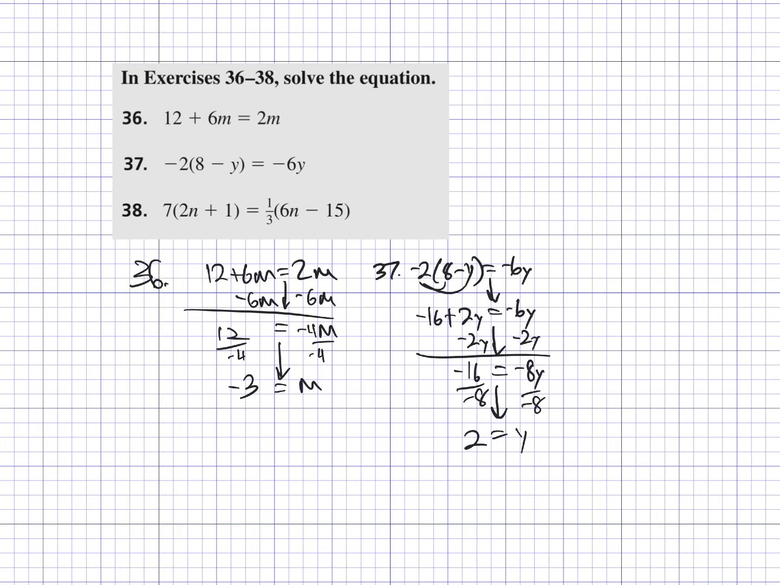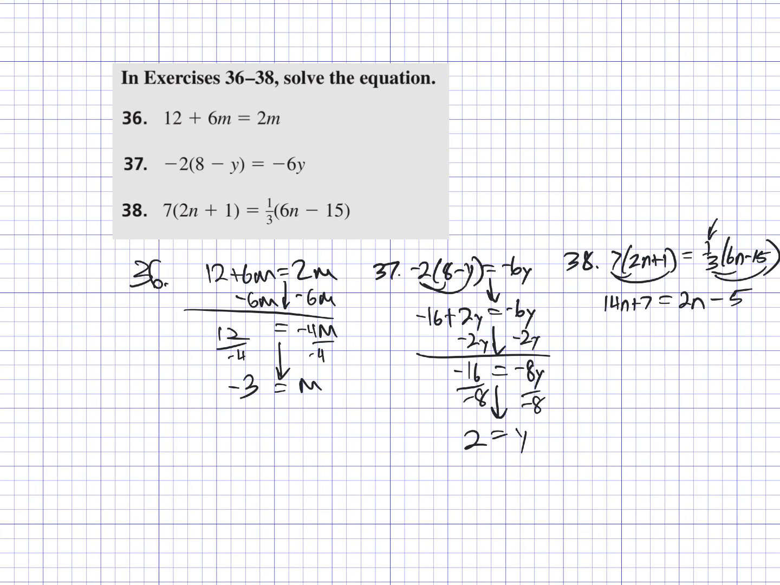Okay? And 38: 7 times 2n plus 1 equals 1/3 times 6n minus 15. Now, I know most of you are going to distribute, so we'll go ahead and distribute. 14n plus 7 equals 1/3 of 6 is 2, or 6 divided by 3. Remember, if the top's a 1, you can just divide by the bottom. 6 divided by 3 is 2, and 15 divided by 3 is 5.